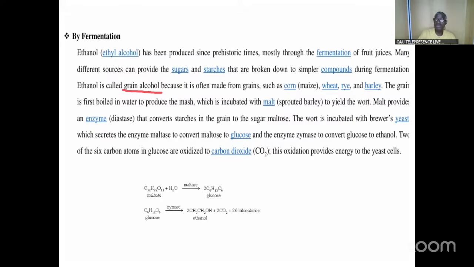Sorry, I said the wort is incubated with brewer's yeast, which secretes the enzyme maltase, which converts maltose to glucose. And the enzyme zymase also converts glucose to ethanol. So we have 2 of them there. 2 of the 6 carbon atoms in glucose are oxidized to carbon dioxide, and this oxidation provides energy to the yeast. And then you have the equation for the conversion of maltose to glucose. Maltose is a disaccharide. You hydrolyze it with water in the presence of maltase, you get 2 units of glucose. Now the glucose, in the presence of zymase, which is another enzyme, is converted to ethanol, carbon dioxide, and energy, 26 kilocalories.